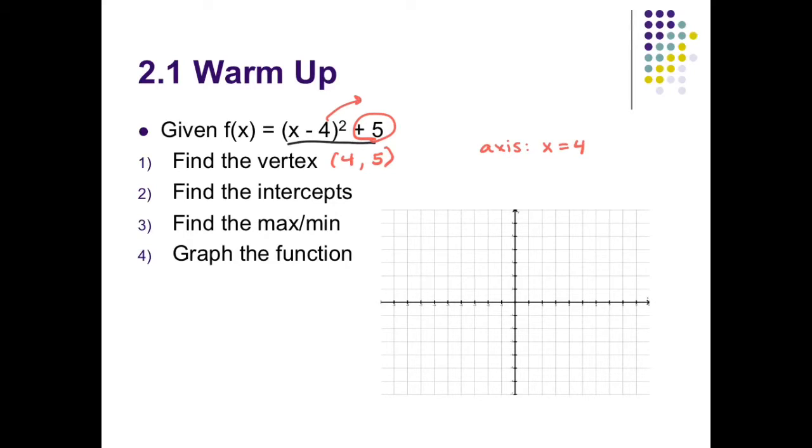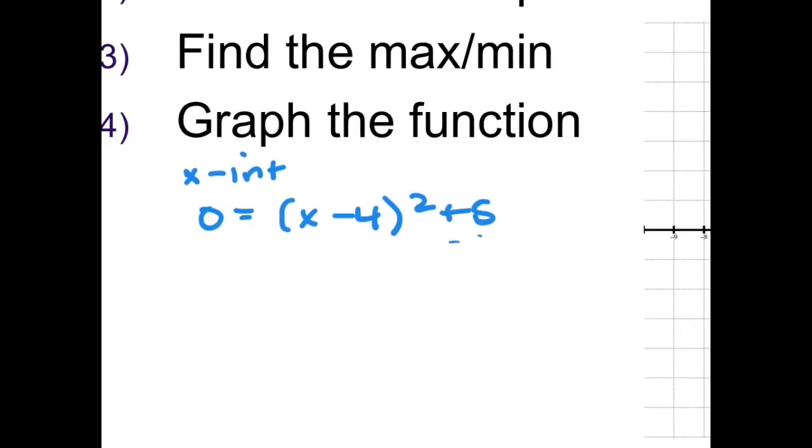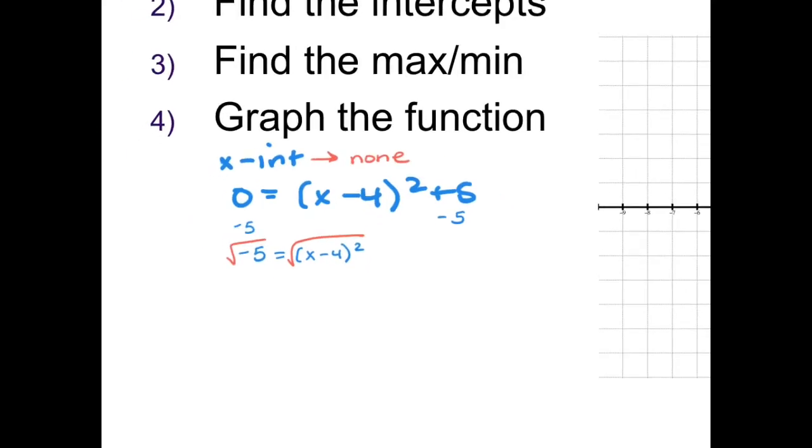Then it says find the intercepts. So to find my x-intercept, I'm going to plug 0 in for the f of x, which is my y. I'm going to subtract the 5, and I get -5 equals x minus 4 squared. When I go to square root both sides of this equation, I get a square root of a negative number, which is not a real number, it's an imaginary number, which means there is no x-intercepts.